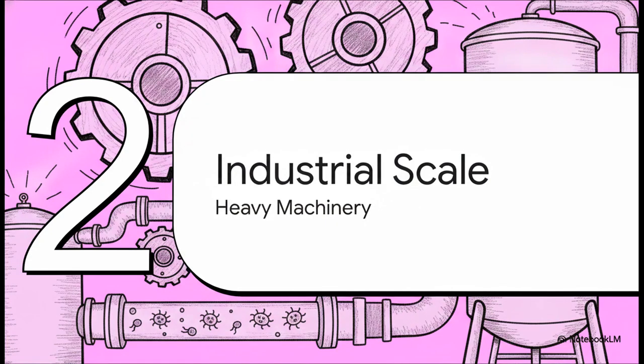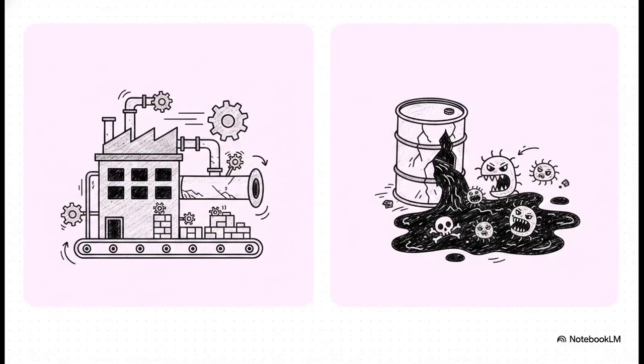Moving on to section 2, bioremediation and industrial scale, the heavy machinery of microbiology. You really have to appreciate the sheer scale of these operations. On the one hand, we've got industrial microbiology scale. This is where we precisely scale up microbial reproduction to synthesize just massive, commercially viable quantities of specific chemicals or biological products. It's all about building things up.